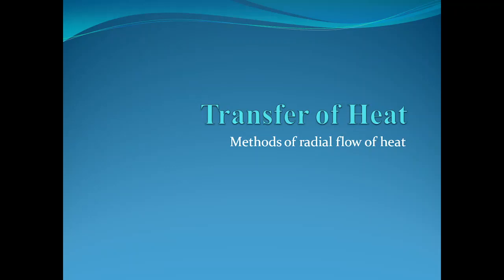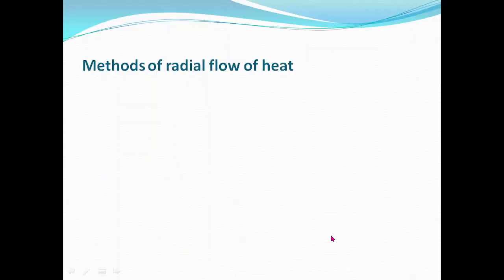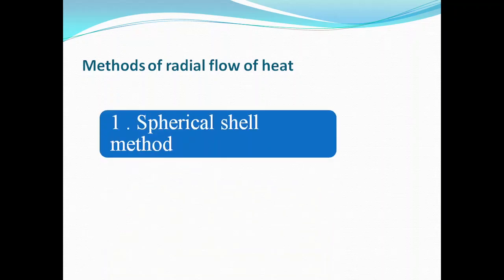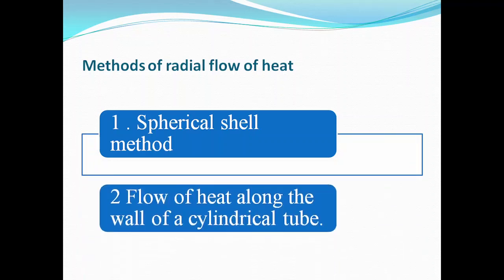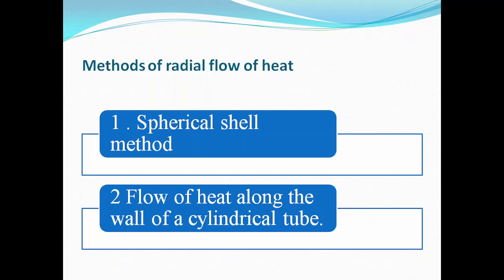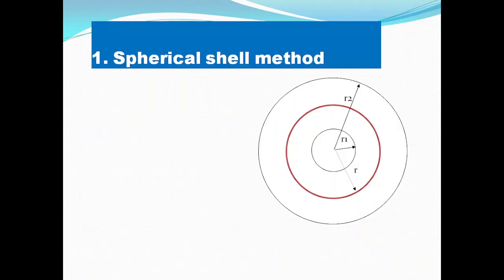Heat. Second bit is method of radial flow of heat. In this method of radial flow of heat, we are going to consider two different methods. First one is the spherical shell method and second one is flow of heat along the wall of a cylindrical tube. So let us consider first the spherical shell method of radial flow of heat.